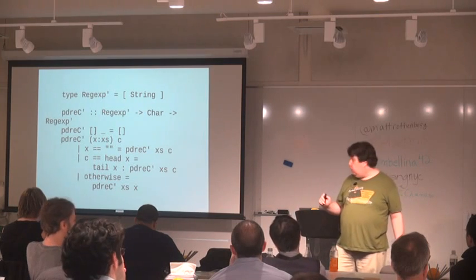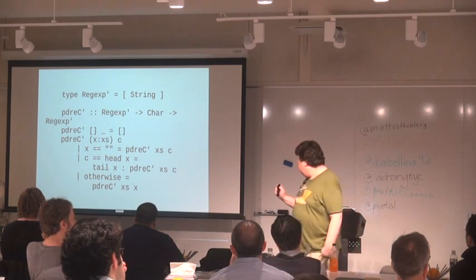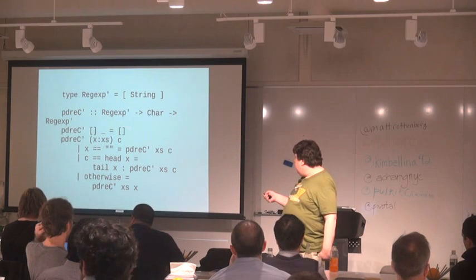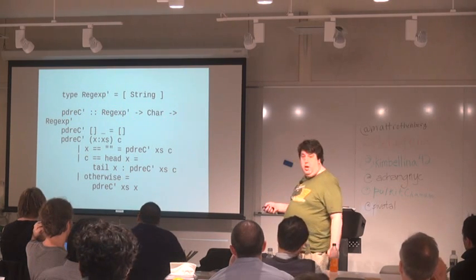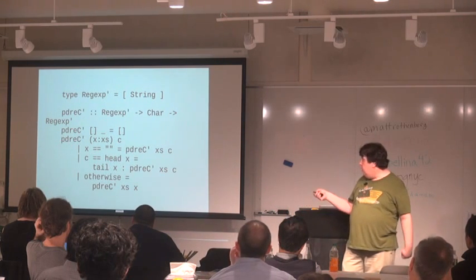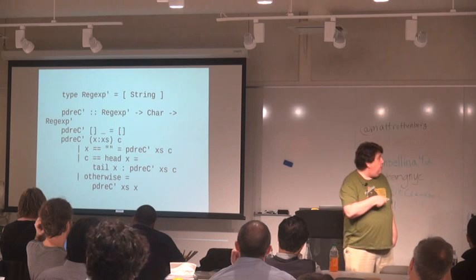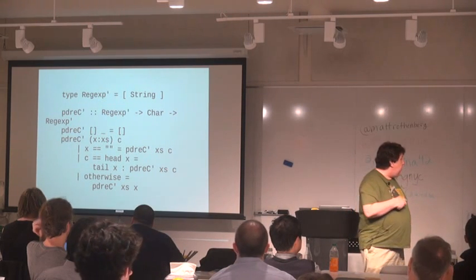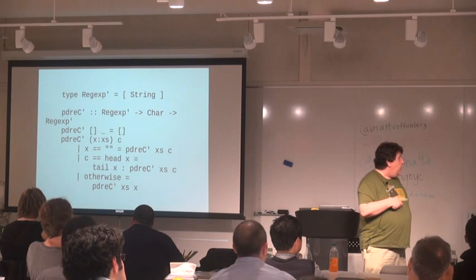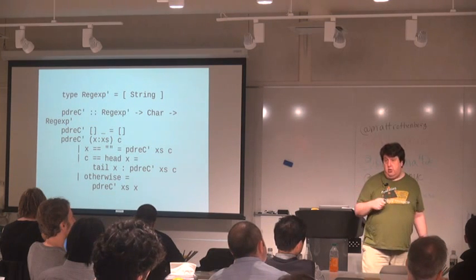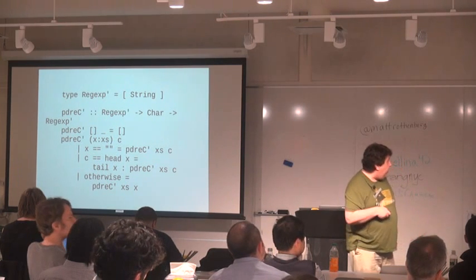This is not the code you actually want to write. This is just something to think about. So the partial derivative takes a regular expression and a character, and it returns a new regular expression. If the list is empty, obviously the result is empty. If the list is not empty and the first string is empty, we leave it, because the empty string doesn't start with the letter X.